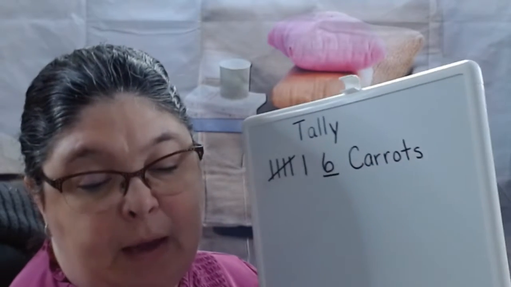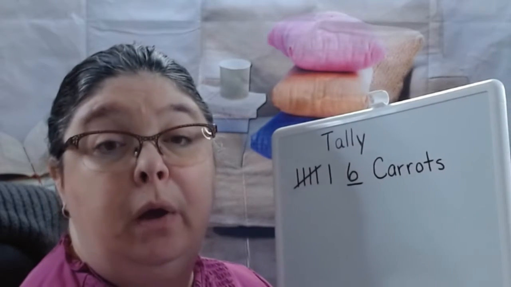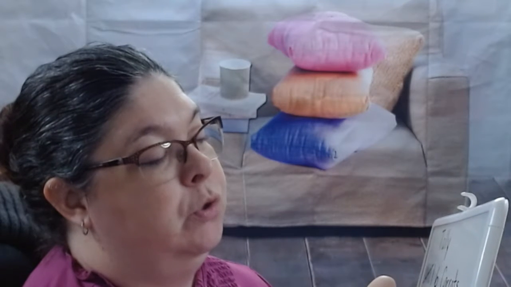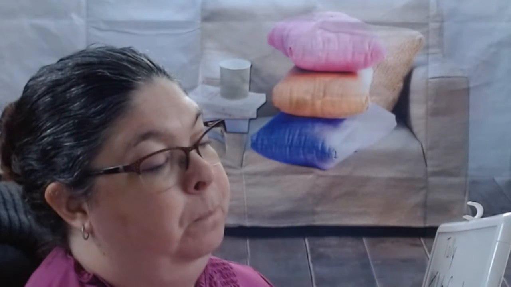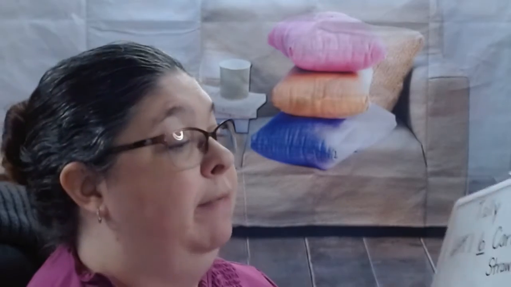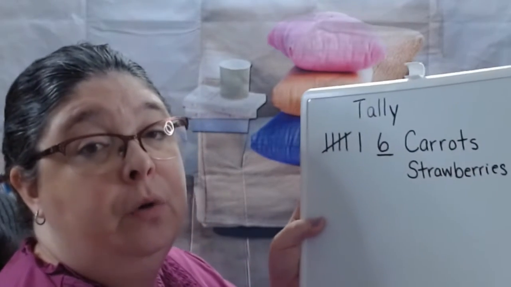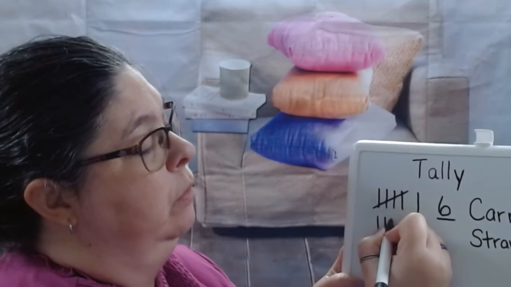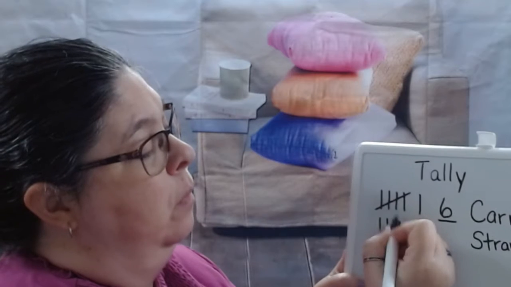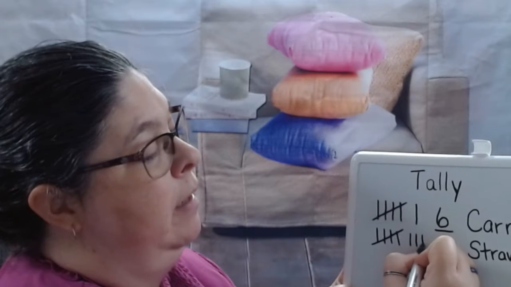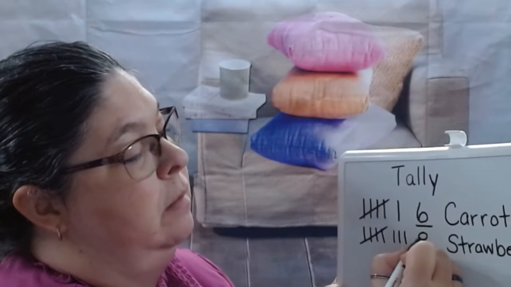All right, let's pretend we want to ask how many people want to grow strawberries. So over here, I'm going to write the word strawberries. And let's pretend that we have 8 people that want to grow strawberries. So we're going to make our tally marks. 1, 2, 3, 4. Here comes that 5th one. 6, 7, 8. So I'm going to write the number 8.